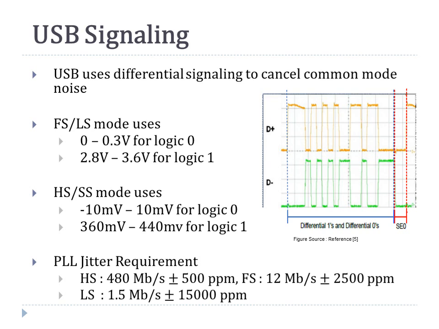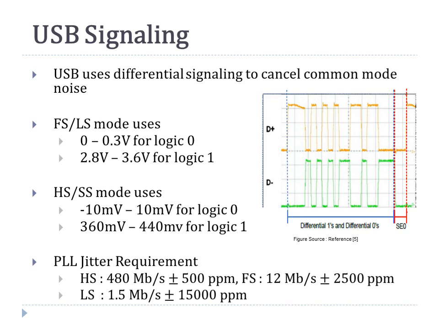The high speed and super speed use also differential signaling, but with a lesser swing to conserve power. Minus 10 millivolts to 10 millivolts is used for logic 0, and 360 millivolts to 440 millivolts is used for logic 1, the nominal voltage being 400 millivolts.